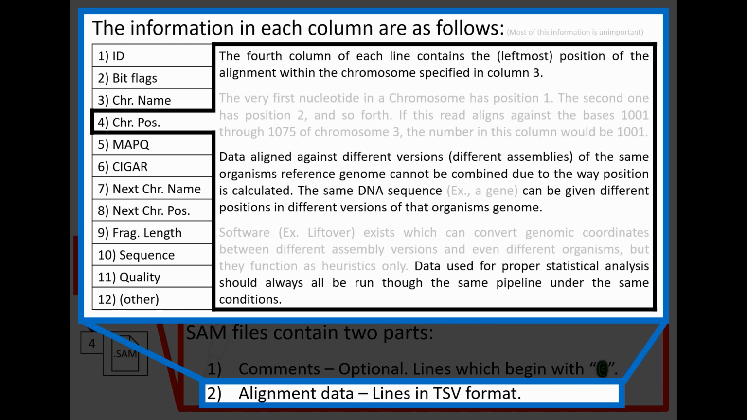Meanwhile, the fourth column contains the chromosomal positional index of the alignment. The underlying concept itself is quite simple. Every nucleotide in a chromosome has a positional index. The very first nucleotide in a chromosome is base pair number 1. The second nucleotide is base pair number 2, and so on. The index number works like the coordinates of a one-dimensional map.